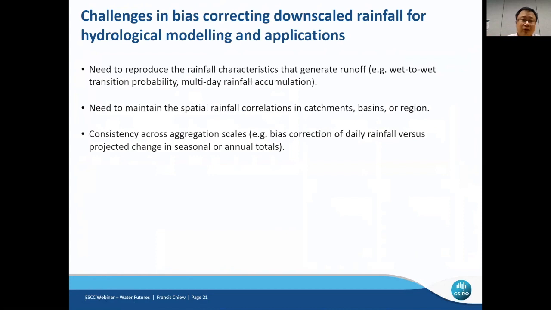I don't have the time to talk through the other dot points, but I hope I've given you a flavor of the many adjustments we have to do before we can actually use the rainfall data to drive hydrological models. The next two dot points talk about the need to maintain the spatial correlation, and the third dot point relates to the fact that when we are bias correcting at different scales, we do get different numbers. So we have to make some decisions over whether we are trying to preserve the changes depicted by these downscaling methods, and at what temporal and spatial scale.